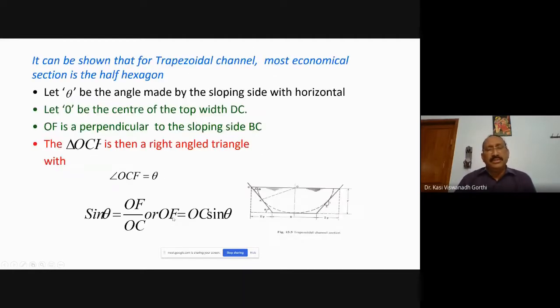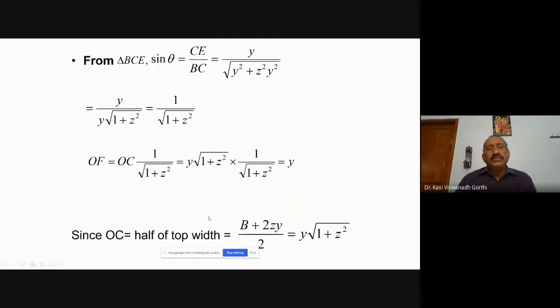Now, you substitute here. OF is equal to OC sine theta, or OC into 1 by root 1 plus z square. And what is OC now? OC is half of the top width, that is B plus 2ZY by 2, which we have found from the condition of the most economical section by differentiating with respect to y and equating it to 0, the wetted perimeter. We have got half of the top width would be equal to y root 1 plus z square.